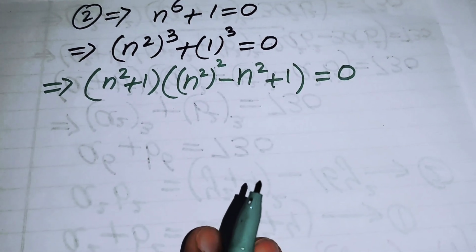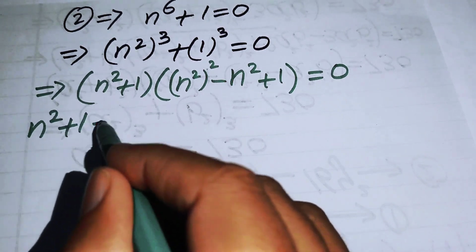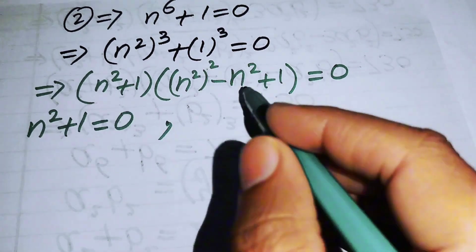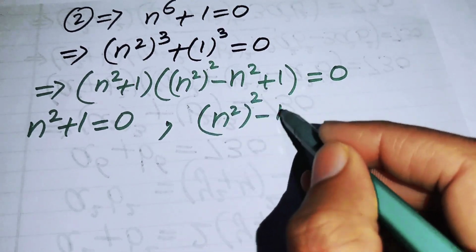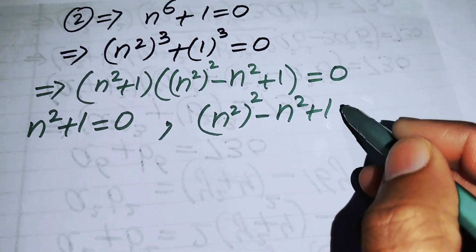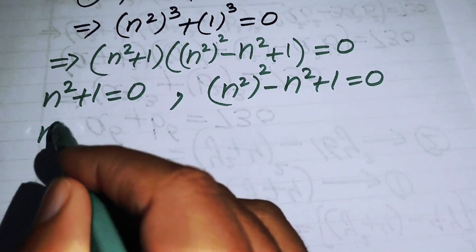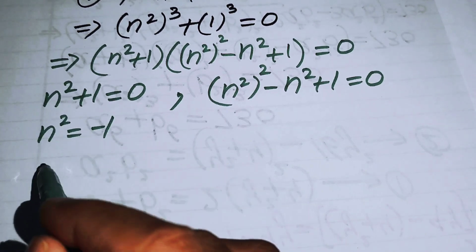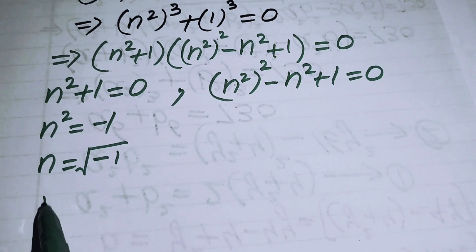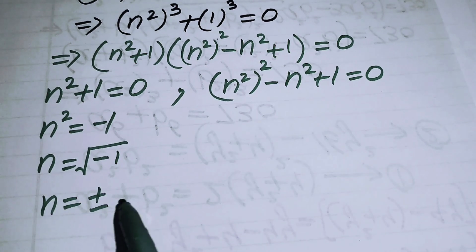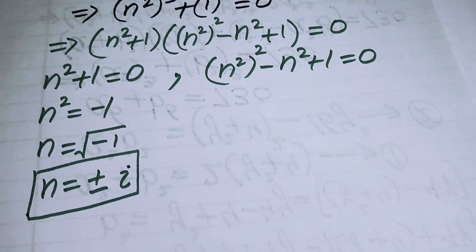So here we have again two cases. The first is we write n squared plus 1 equals 0, and the other case is we write n squared whole squared minus n squared plus 1 equals 0. So in this case you will get n squared equals minus 1, and the value of n equals square root of minus 1, and you will get here n equals plus minus iota. So these are the other two roots of the given equation.